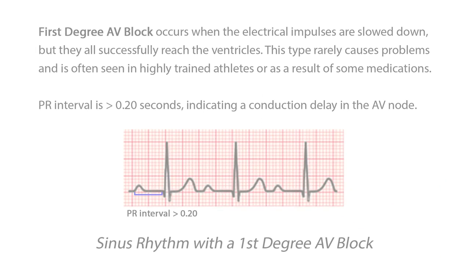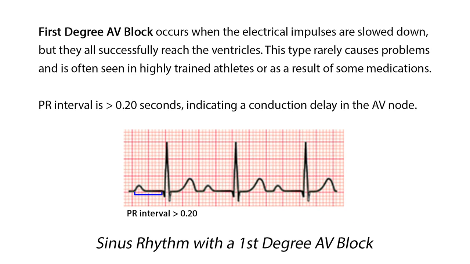First degree AV block is the most common heart block. It occurs when the electrical impulses are slowed down, but they still successfully reach the ventricles. On the EKG, the PR interval represents the measurement of conduction time between the atria and ventricles. First degree heart block will look like a typical sinus rhythm with a constant PR interval. However, it will measure greater than 0.20 second, when it should normally be 0.12 to 0.20 second. This indicates a conduction delay in the AV node.